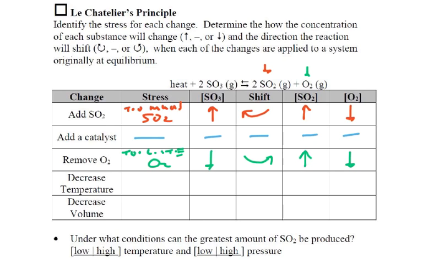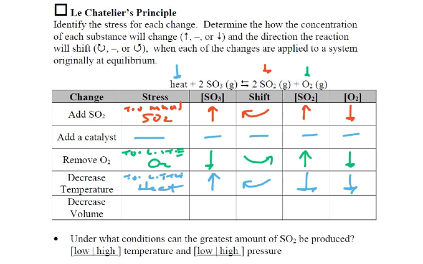Okay, if I decrease the temperature, now we're talking about the heat, so there's going to be too little heat. Now, how can the equilibrium make up for that? Well, it can do the exothermic version of the reaction. So the reverse reaction creates heat, and that is a good way to come back to equilibrium. So now my SO3 goes up and my two products go down.